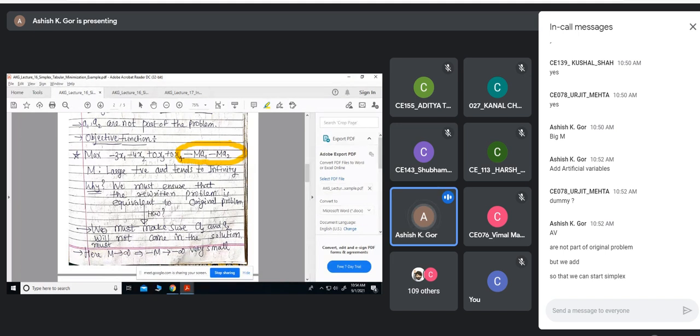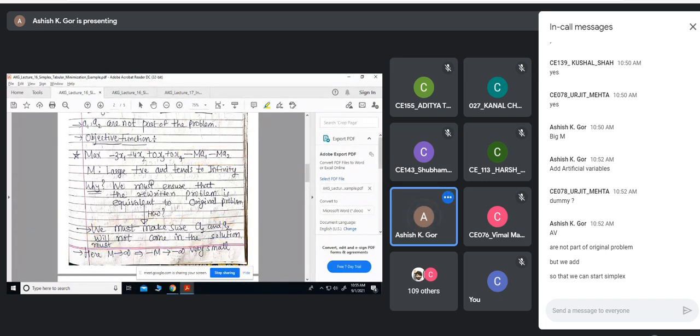I need to make sure that artificial variables will not come in the solution. In the final solution, whatever I get after 2, 3, 4, 5 iterations, A1 should not be there, A2 should not be there, which means A1 and A2 should not be basic variables when simplex terminates. That is the first thing. But how do I make sure that A1 and A2 will not come in the solution at last?